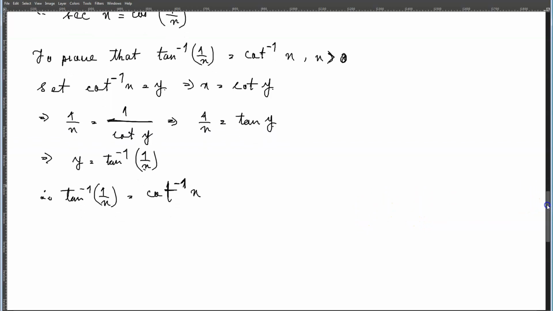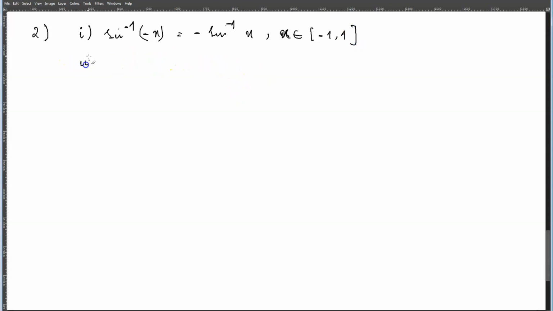Now, that is basically number one. Number two, we have part one, which is the sine inverse of negative x is equal to negative sine inverse of x for all x's belonging to the closed interval of -1, 1.